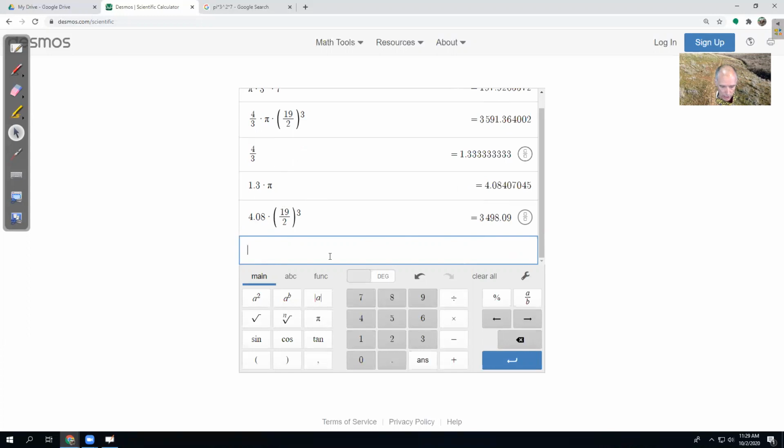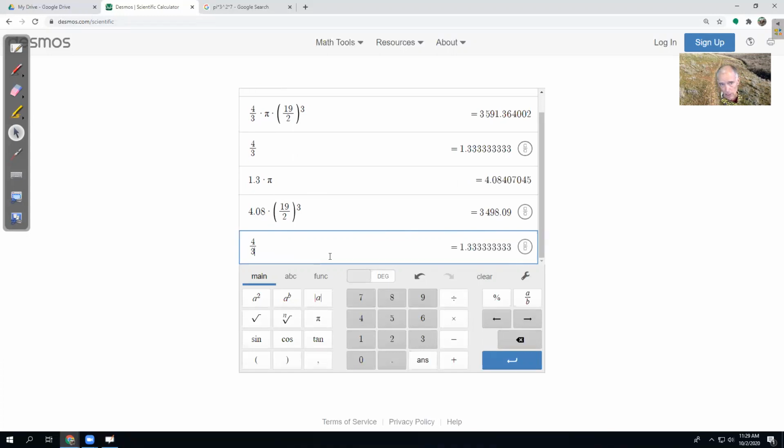So, trying again, it should be 4 divided by 3, right arrow out, times pi, times, this time I'll try the 9.5. If that's right, hopefully 19 divided by 2 is 9.5. Probably should check that.